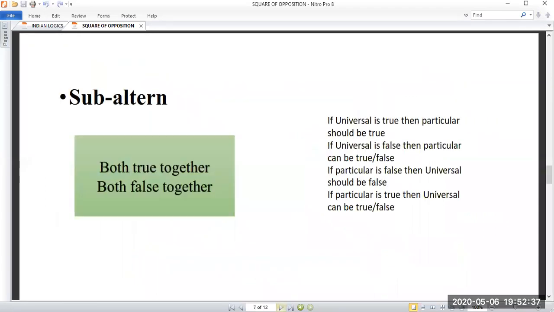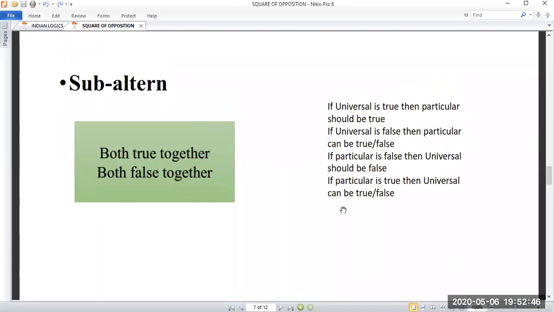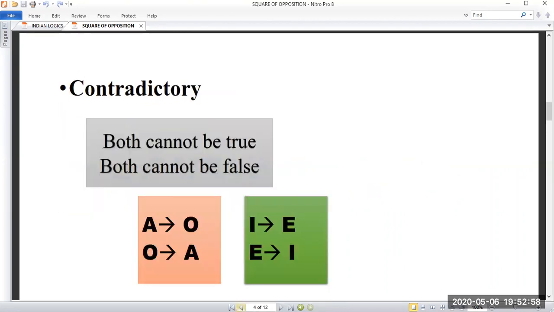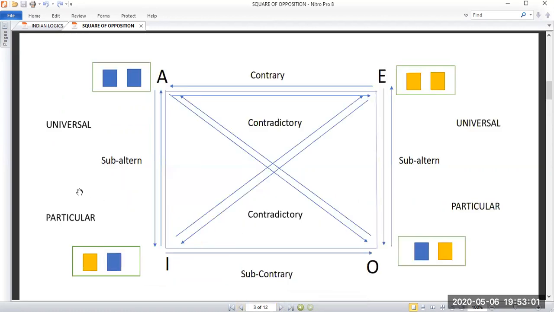So subaltern, if universal is false, the particular can be true or false. If particular is false, the universal should be false. These are the four things. If particular is false, we'll take the next case. Some are blue is taken to be false, which means definitely there is no blue in this case. So both are yellow. But if you take A, both are blue. So both are contradictory. So if particular is false, then A is false.